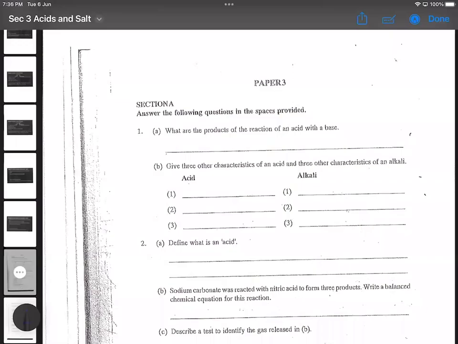Let's take a look. So for just a quick revision, bases. Bases are either one of these two. So when these two react together, acid plus base, we get two products. We always get a salt and we always get water. That's all.